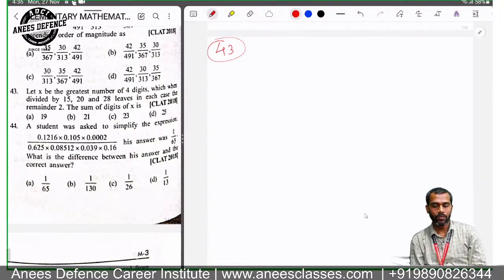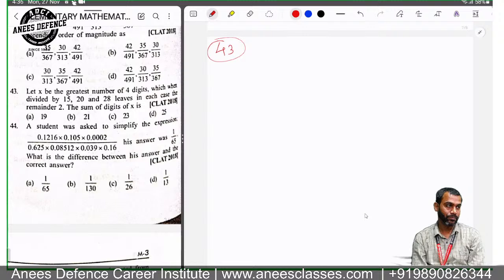Question number 43. X is the greatest number of 4 digits which, when divided by 15, 20, 28, leaves in each case the remainder 2. So we need to find the LCM of 15, 20, 28 first. Why LCM? Because LCM is the smallest number which is a multiple of 15, 20, and 28.